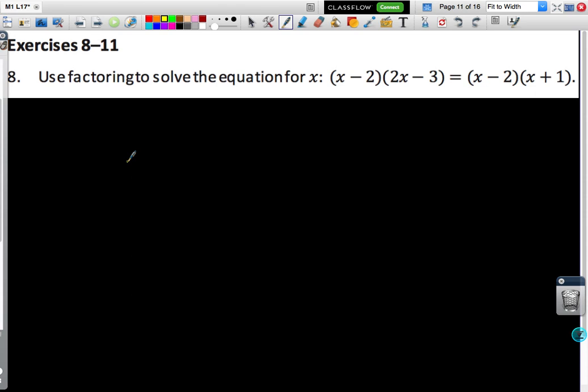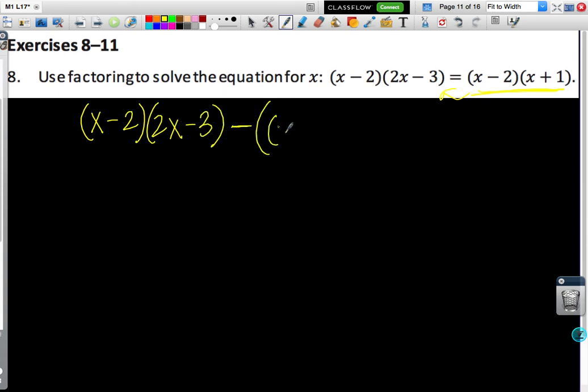Exercise 8. Use factoring to solve the equation for x. So the same thing, similar to the last example. Okay? We have to get this to equal 0 before we do anything. So we are going to take all of this and move it over. So we've got (x - 2)(2x - 3) minus (x - 2)(x + 1) equal 0.